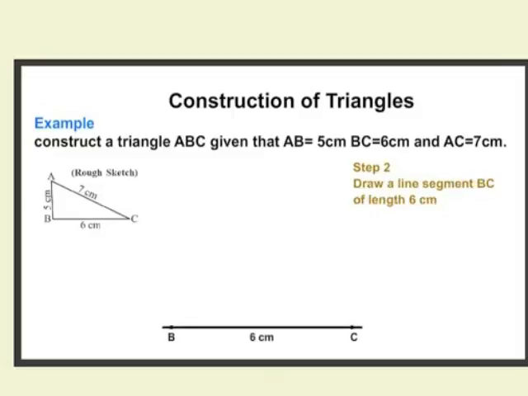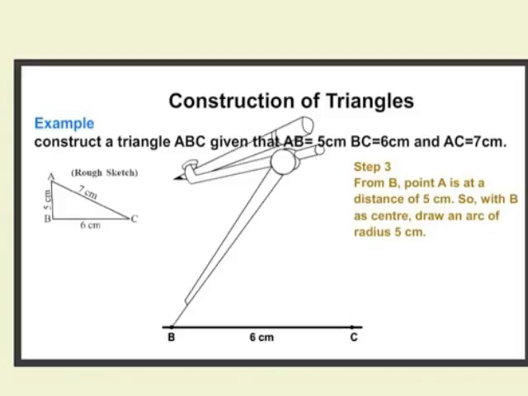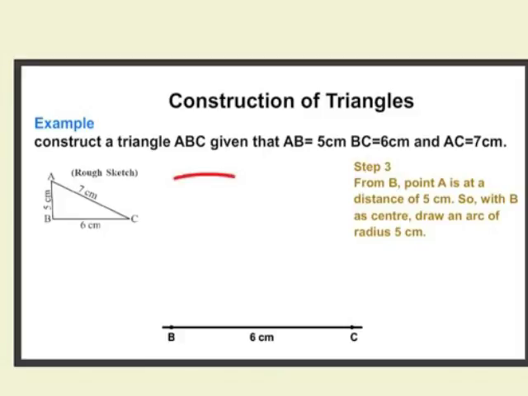Draw BC of length 6 centimeters. From B, point A is at a distance of 5 centimeters. So, with B as center, draw an arc of radius 5 centimeters. Now, A will be somewhere on this arc. Our job is to find where exactly A is.